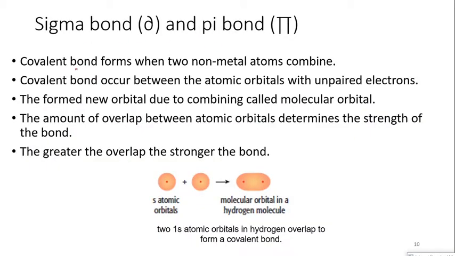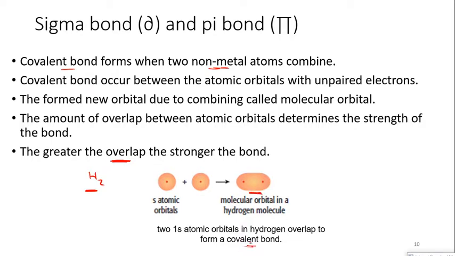Now let's talk about sigma bond and pi bond. In general, the covalent bond forms between non-metals. This bond occurs between atomic orbitals with unpaired electrons, and the combination of both of them results in what we call a molecular orbital. The amount of overlap determines the strength of the bond. The greater the overlap, the stronger the bond will be. Now if I look at something like H2, I have overlap between 1s and 1s to form this molecular orbital.